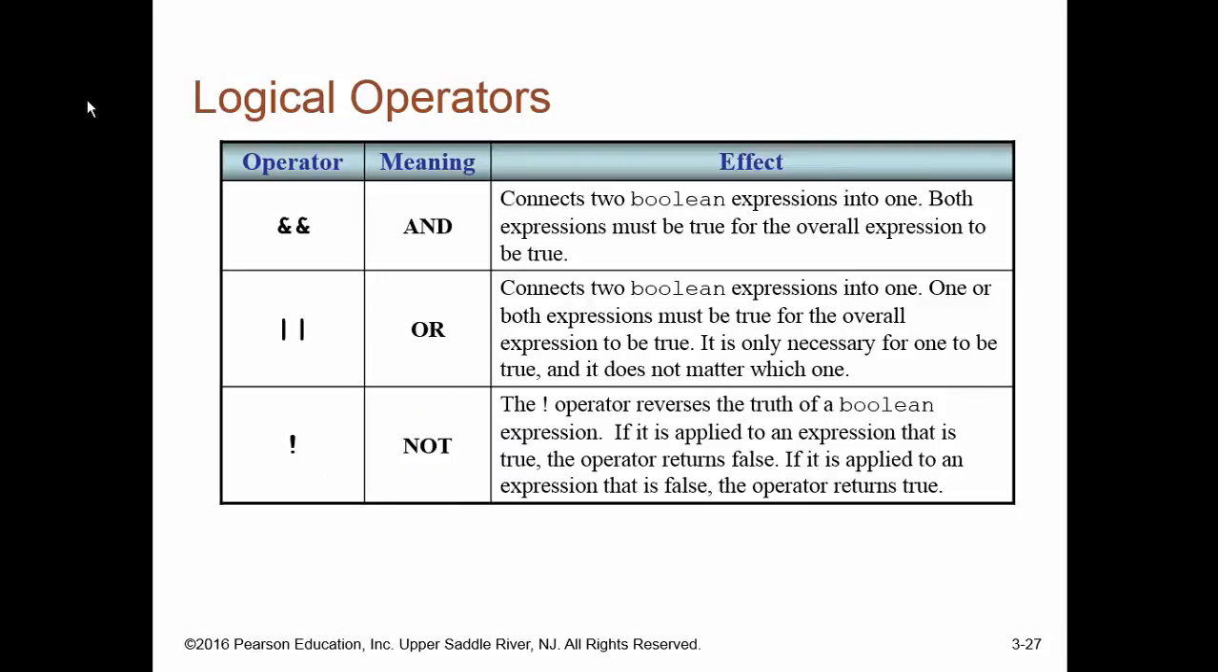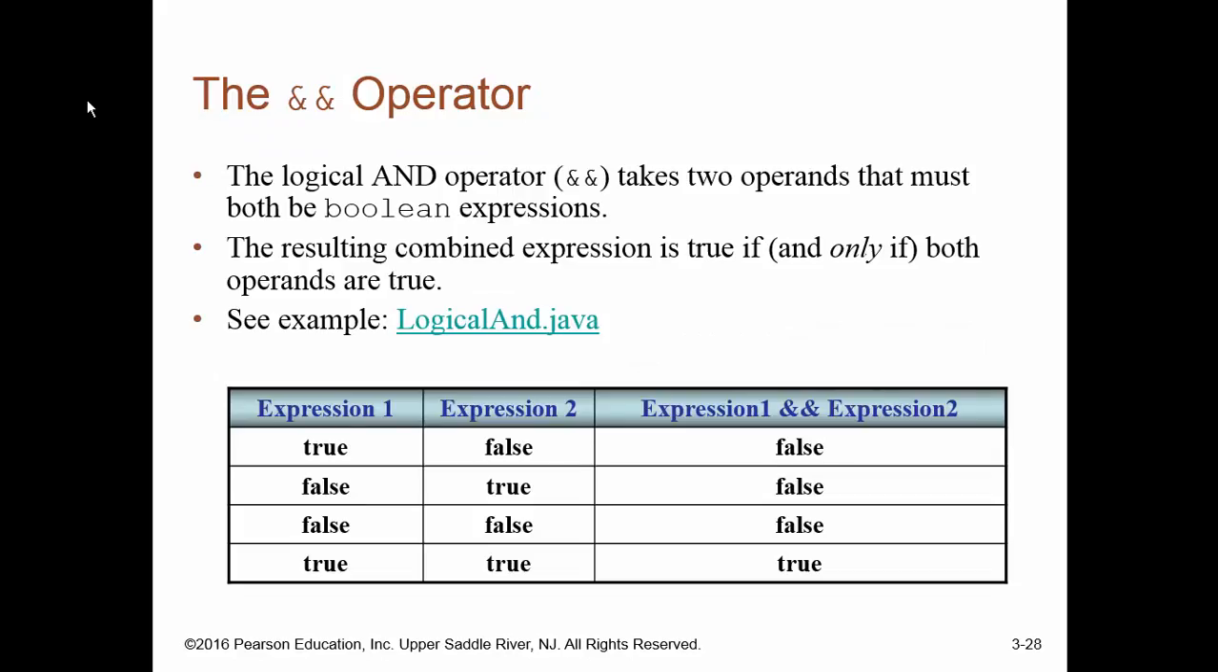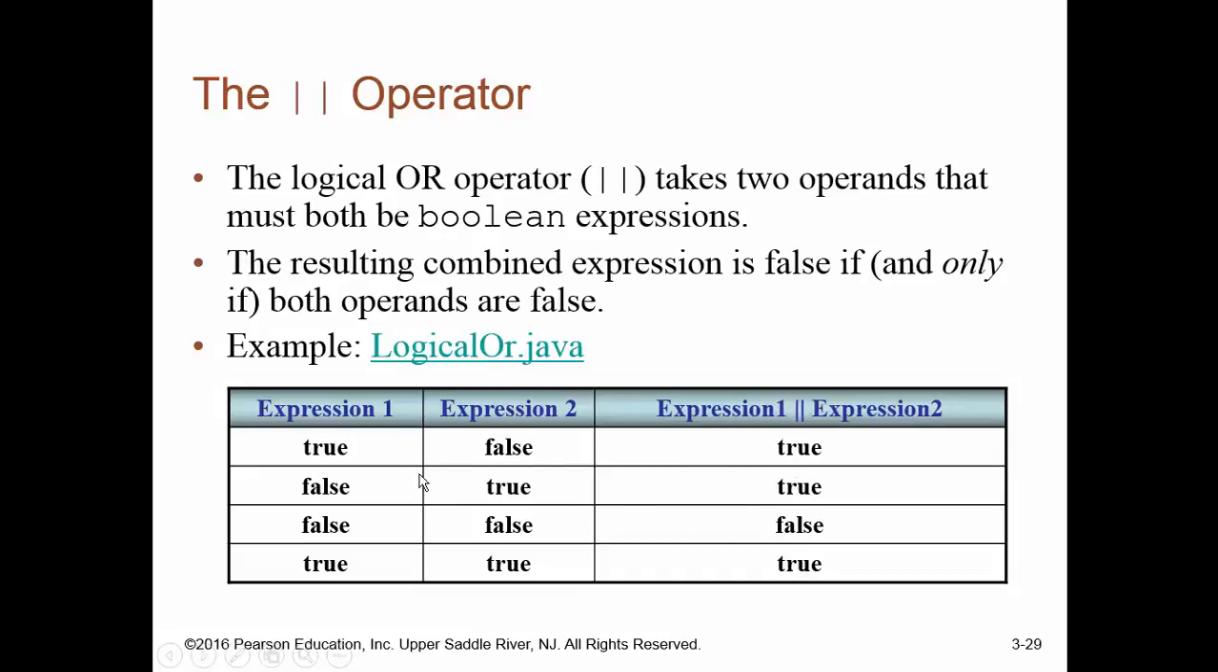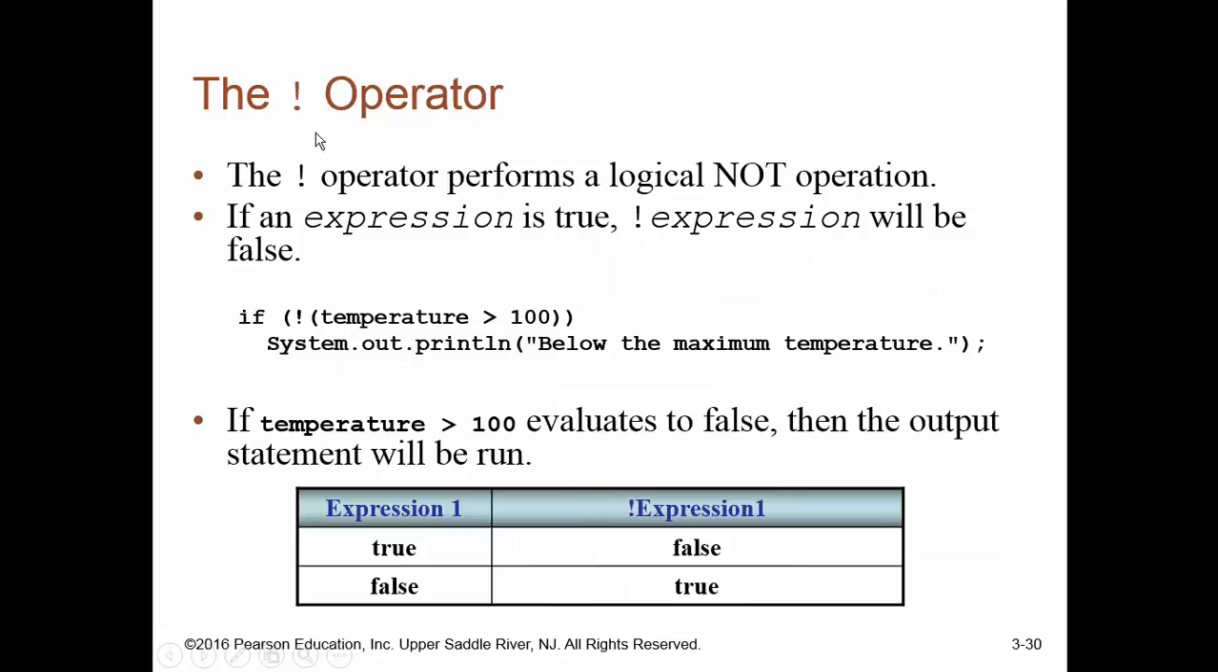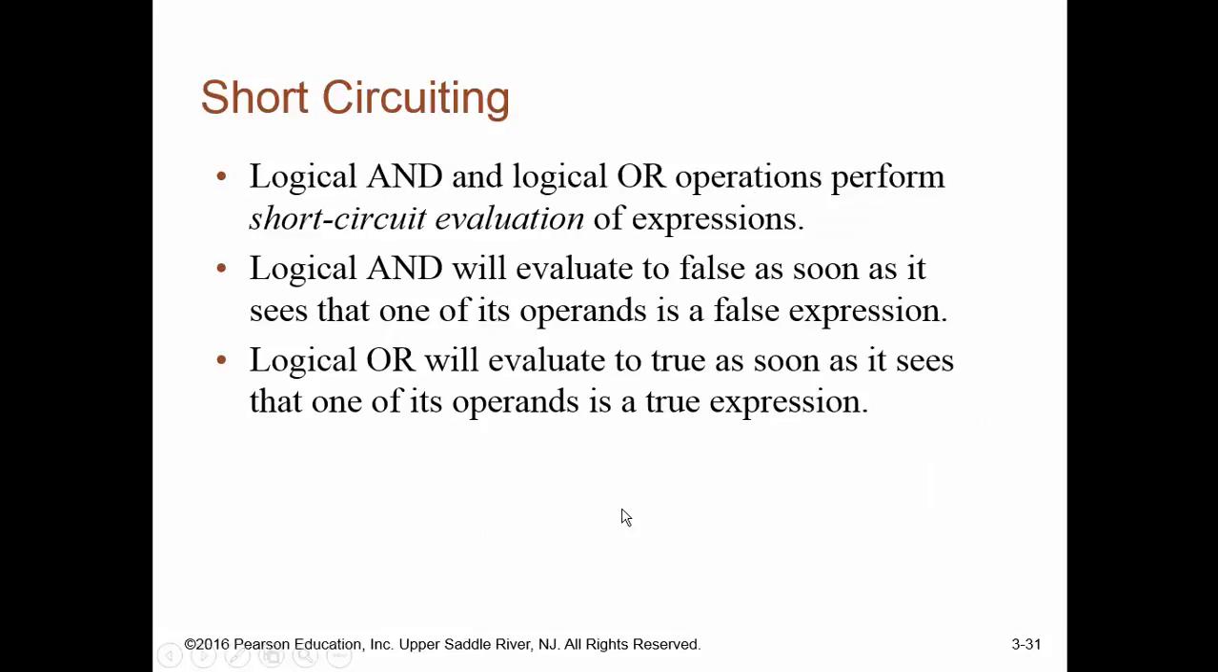All right. So there's and, there's or, and there's not. There's the truth table for an and. Unless both of them are true, that's the only way the condition is true. Otherwise, it's false. With an or, unless both of them are false, the whole thing will be true. And not inverts. So if it was true, it becomes false. If it was false, it becomes true. I just mentioned the short circuiting to you.